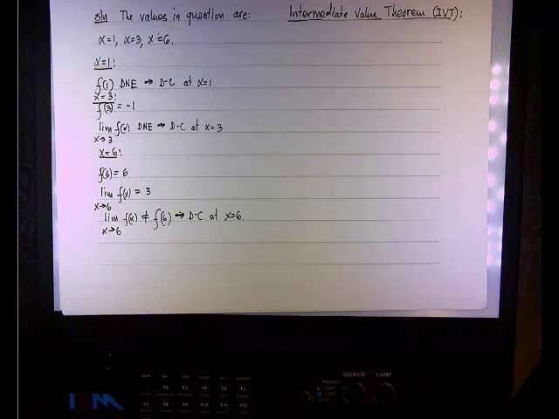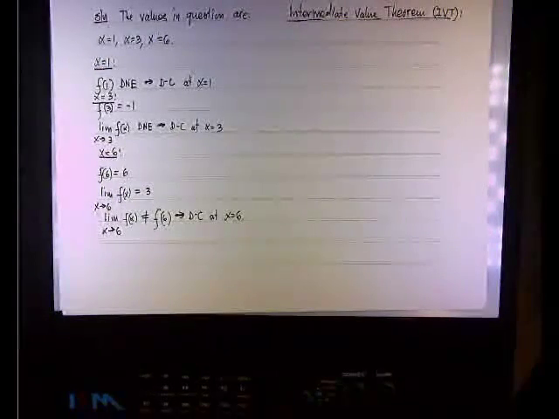Suppose f is continuous on a closed interval from a to b, and let n be a number that has a value in between f of a and f of b. Then there is a number between a and b, say the number is c, such that f of c equals that number n. Okay, so let's write it.